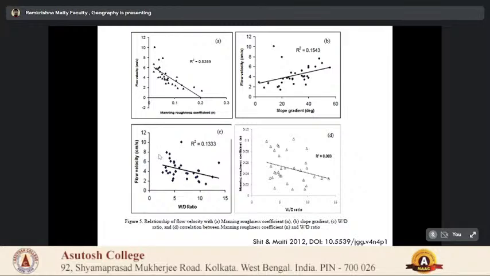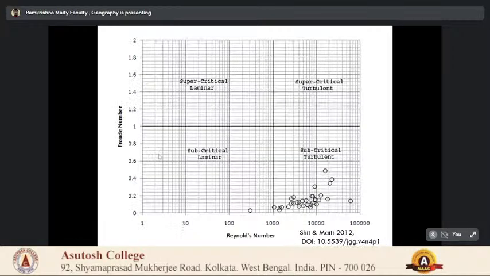the roughness, that is the grain size within the channel, is more prominent to control the flow velocity. So far in most of the studies, we generally ignore this role of roughness, boundary friction. But I think this is the major area of concern that we must concentrate upon. Okay.